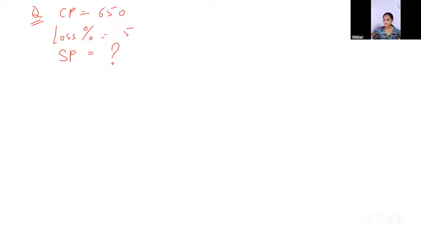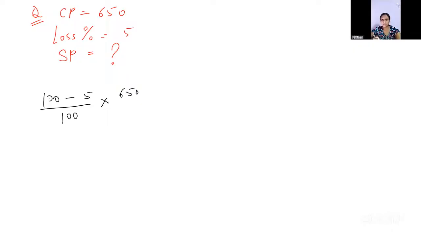Now either you can do with this method. That is 100 minus 5 upon 100 multiplied by 650. Okay, this is one method.